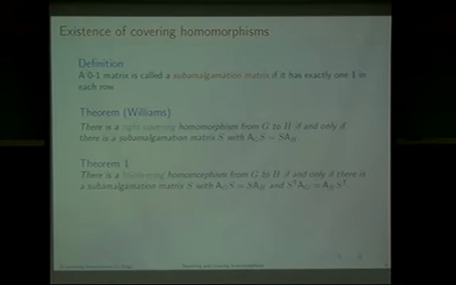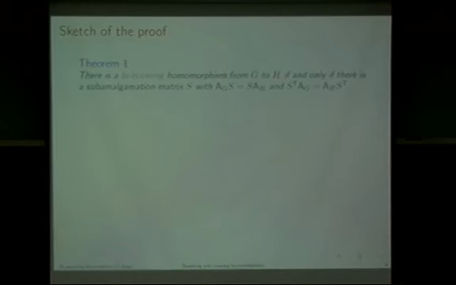That is, there is a bi-covering homomorphism from graph G to H if and only if there is a sub-amalgamation matrix S satisfying the following two conditions. The implication from the left-hand side to the right-hand side is well known, and we are concentrating on the other direction. The hardest part is the implication from the right-hand side to the left-hand side. So I sketch the brief of the proof.